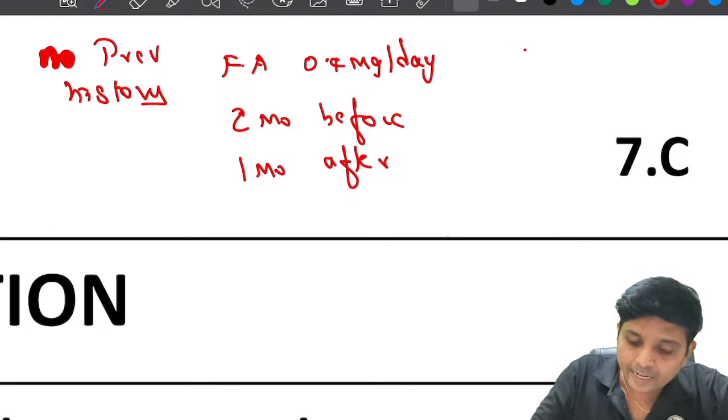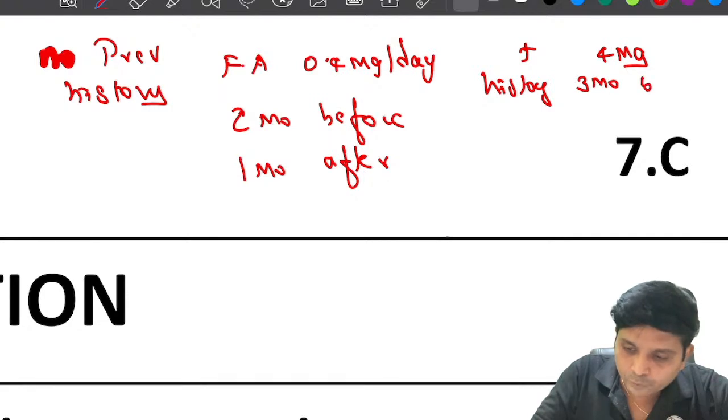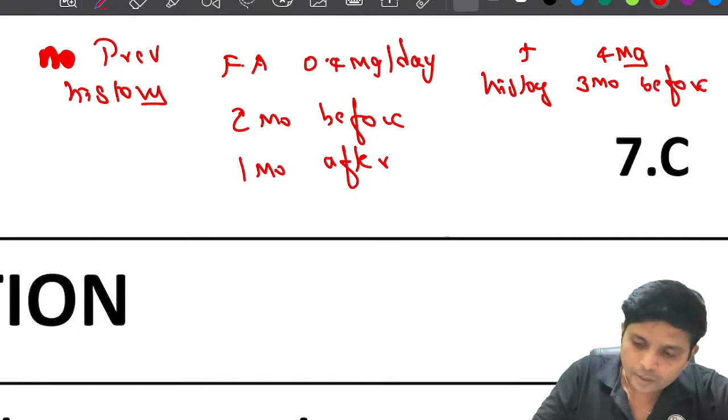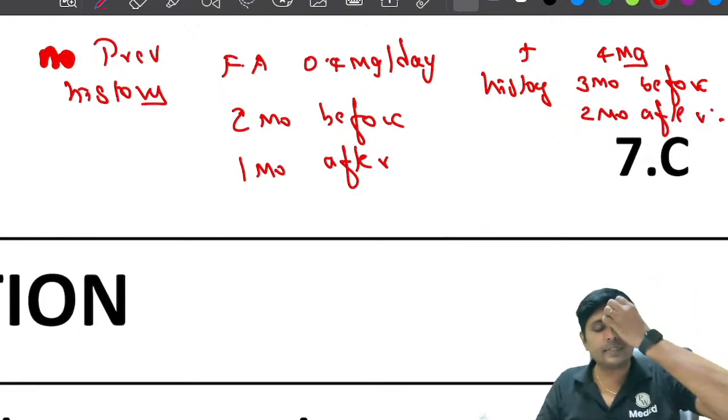Whereas in case of previous history, it is 10 times the dosage that we use, 4 milligram. Now it is 3 months before and 2 months after conception, when you have a history.